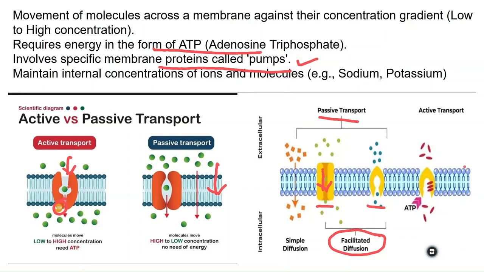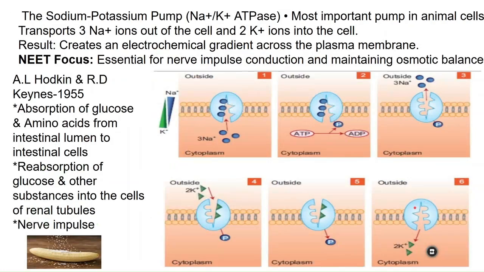Whereas here in active transport, the substances are transported through this protein channel itself, where ATP is required, and the movement is from lower concentration towards higher concentration. Let us learn more about this. The most important thing we will be learning here is the sodium potassium pump. This is a very important topic for NEET.